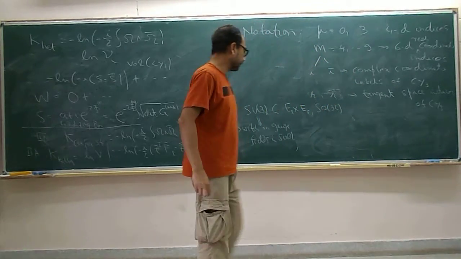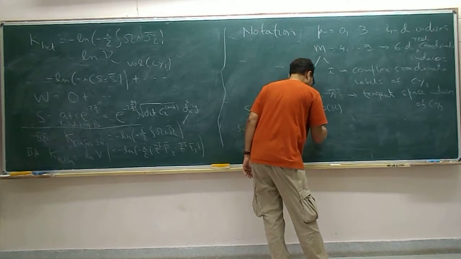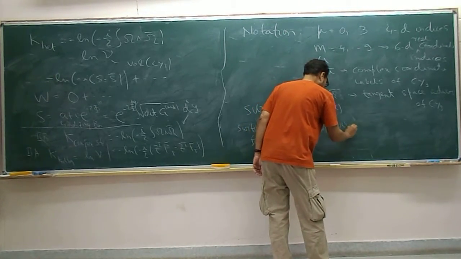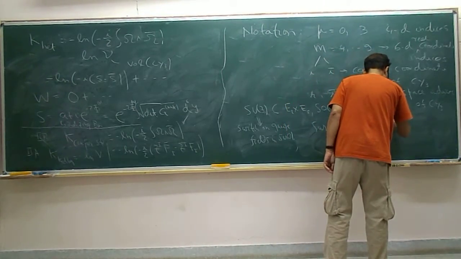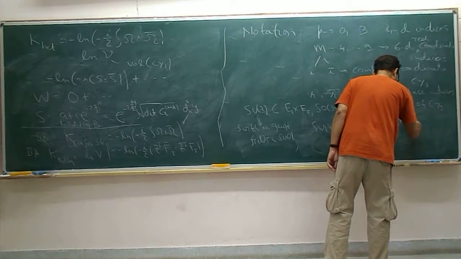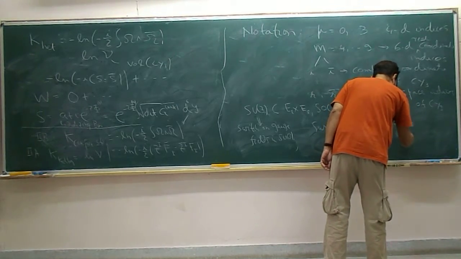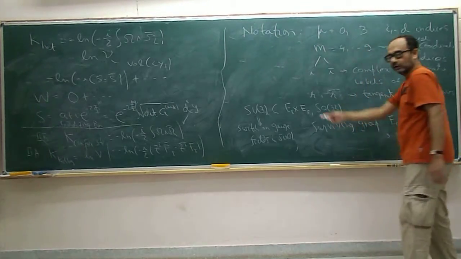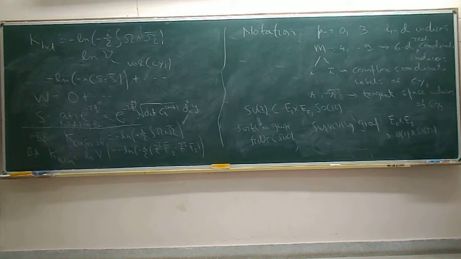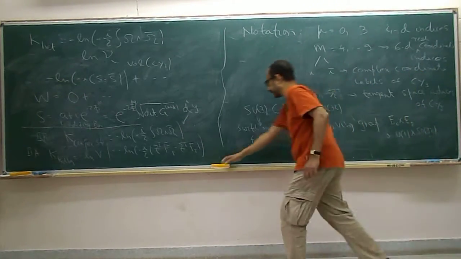So the surviving group will be E6 cross E8 or U1 cross SO26, because this is the maximal group that commutes with SU3. So one E8 is completely unbroken because you have to pick the SU3 from one E8, and that E8 is broken to E6. Sorry, this is not SO32, this is SO26.